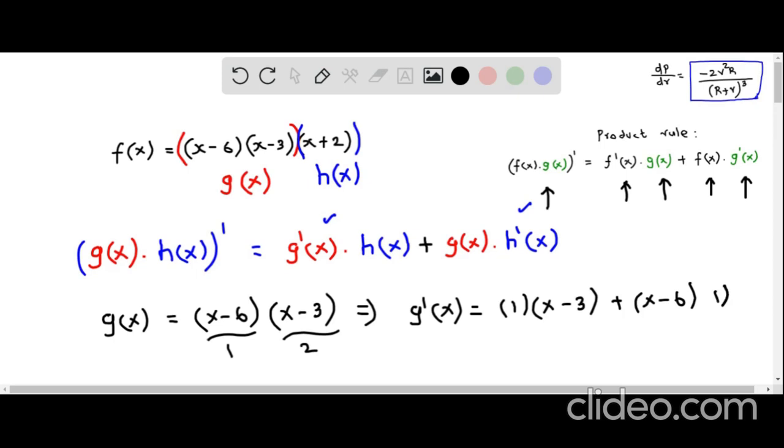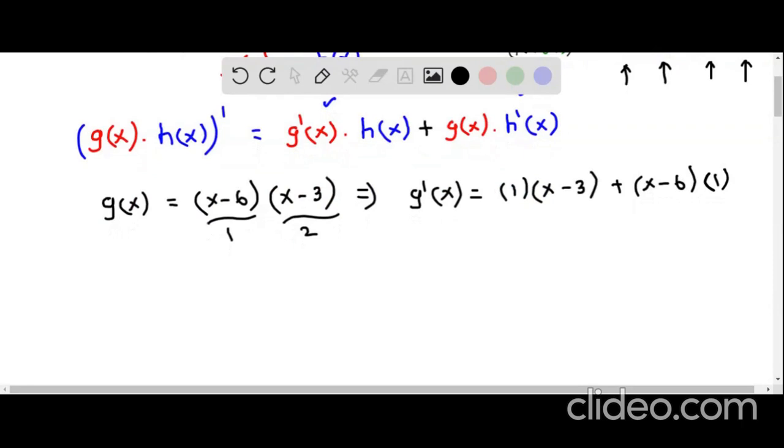The derivative of the second term, which is x minus 3, is 1. Now we can simplify this. That is g prime of x. This equals x minus 3 plus x minus 6. So we have 2x minus 9. So this is basically the derivative of g of x.